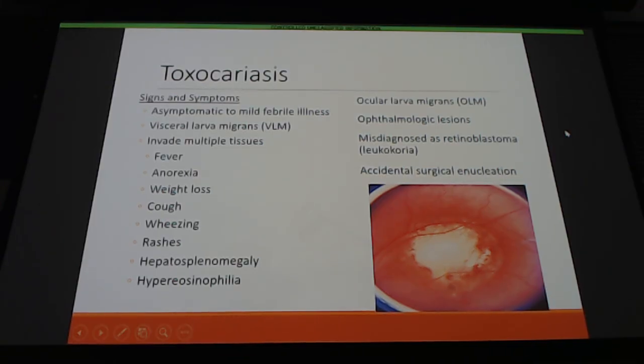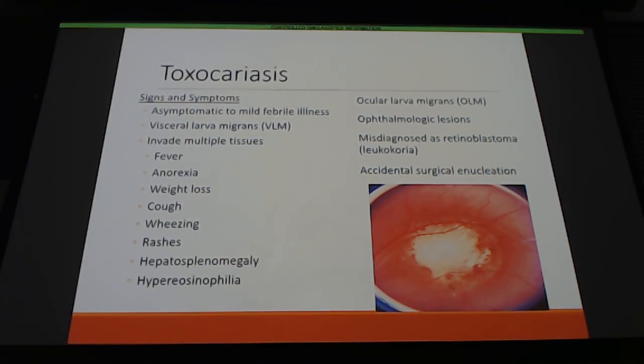Now if you look at the ocular larval migrans, that leukocoria, do you guys remember what that is from ophthalmology? It's the abnormal white reflection in the eye. If you do see an abnormal white reflection in the eye, it could be due to quite a few different things. But if you do see that, make sure you send them to ophthalmology, not optometry.